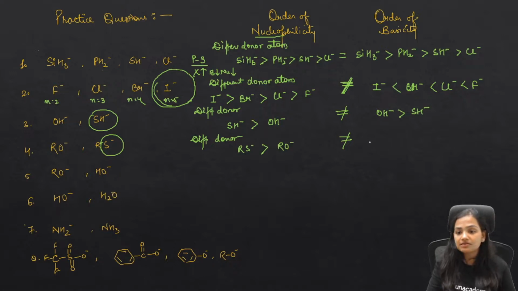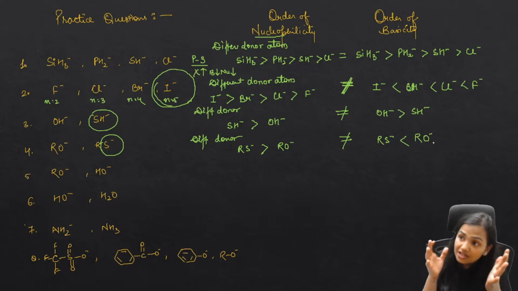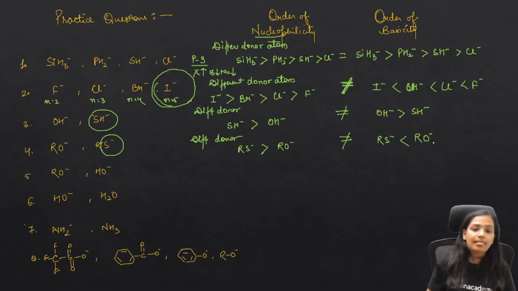Now for the basicity, it will become opposite. RS negative is going to be a poor base as compared to RO negative. Why? Because RO negative will form a strong bond with H, that is, the alcohol will form.